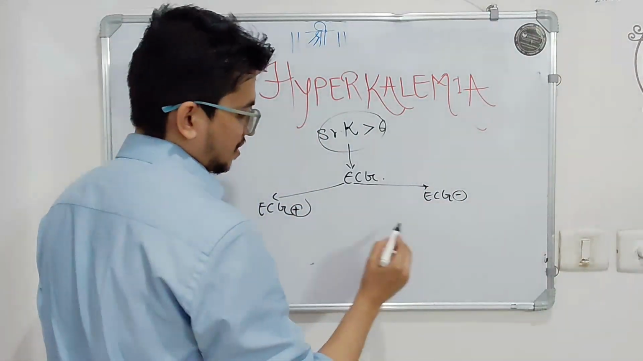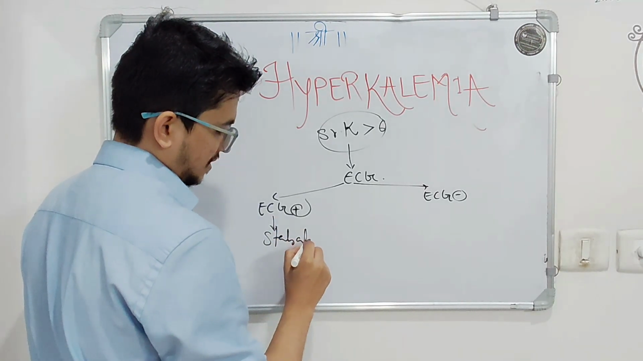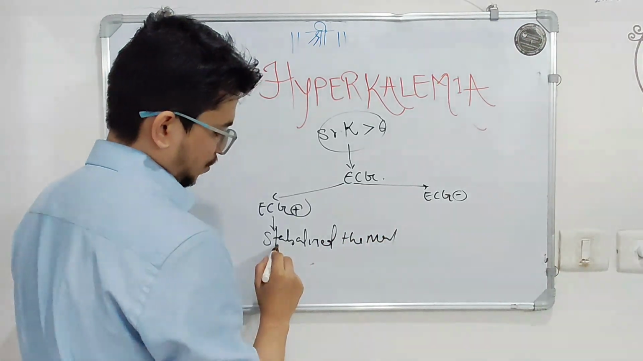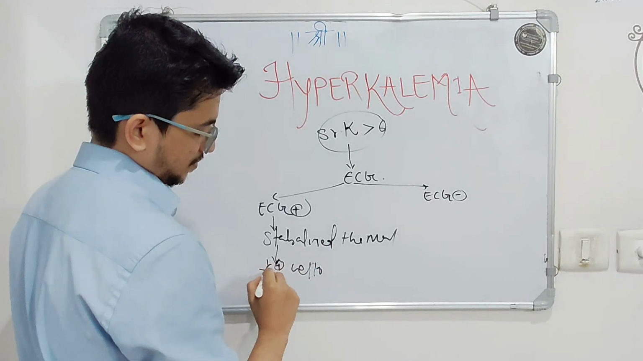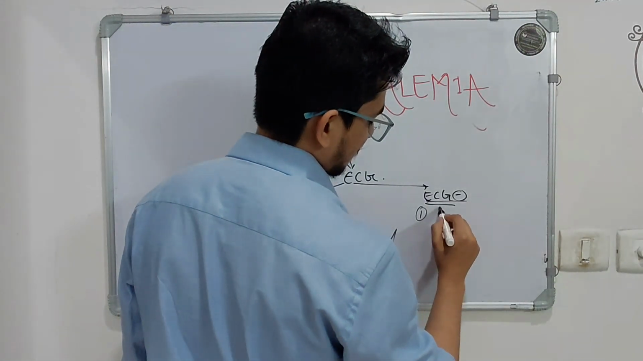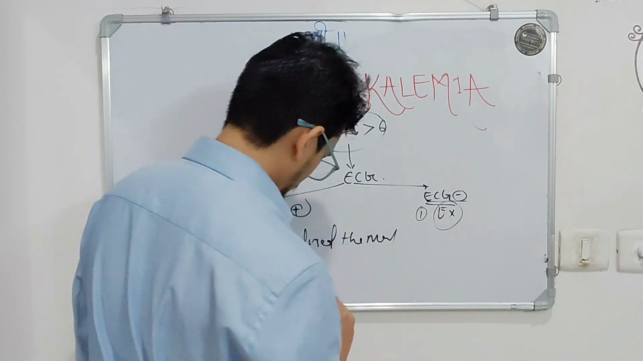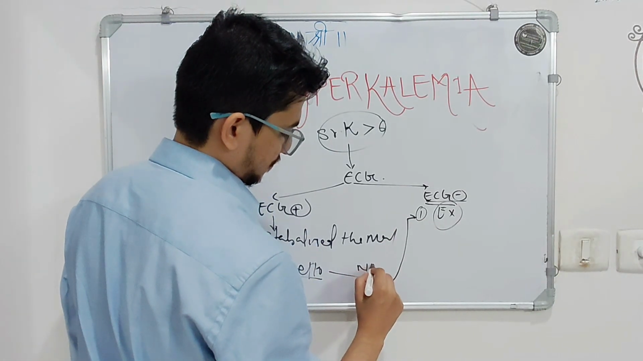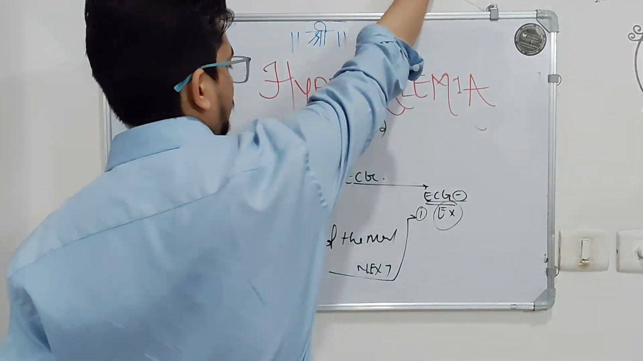If ECG changes are present, you first stabilize the membrane. Then you shift the potassium from blood to cell. If ECG changes are absent, excrete the potassium. We'll see in detail.